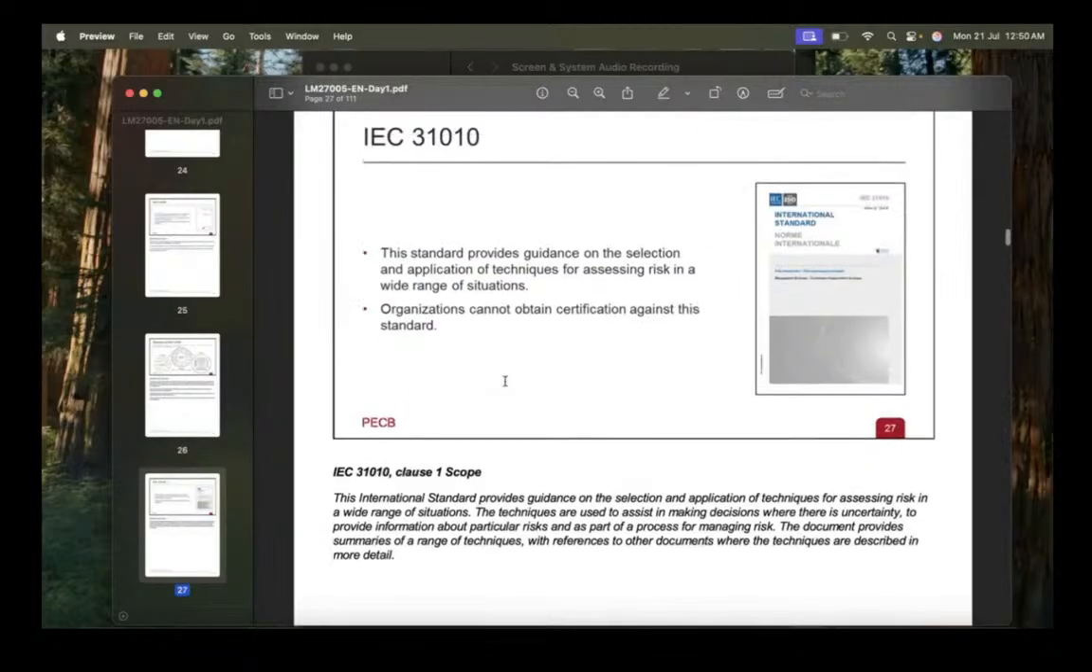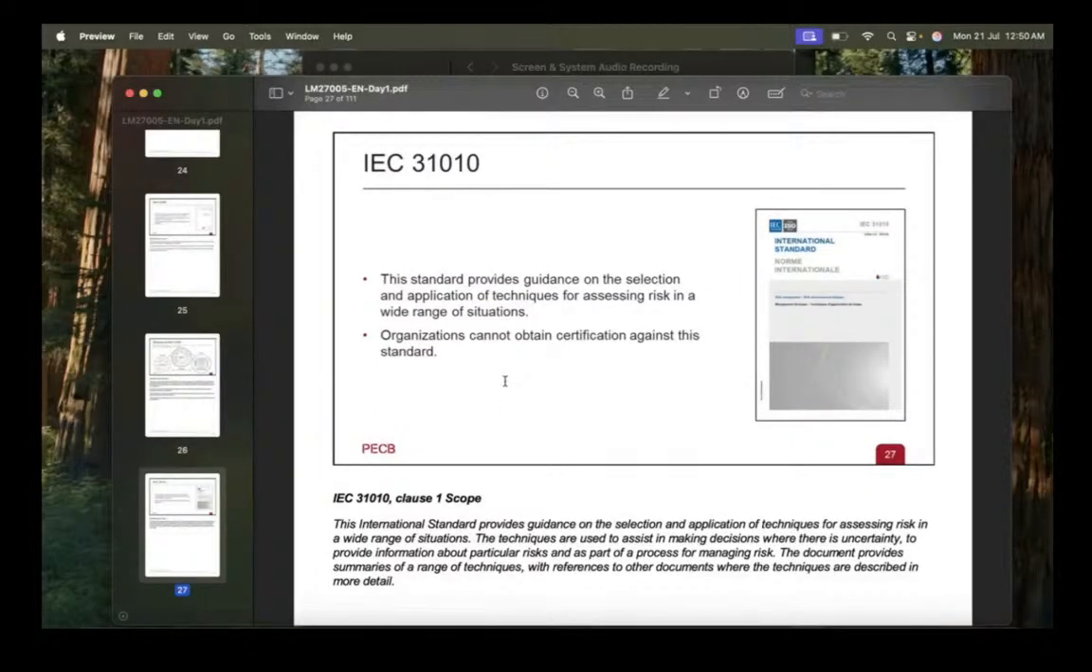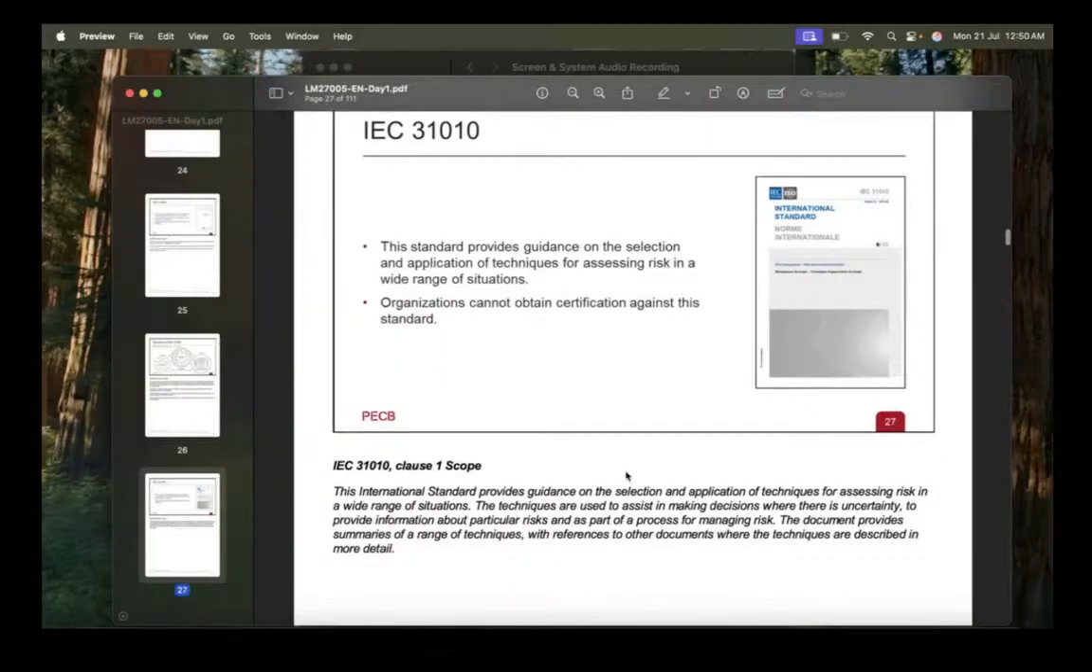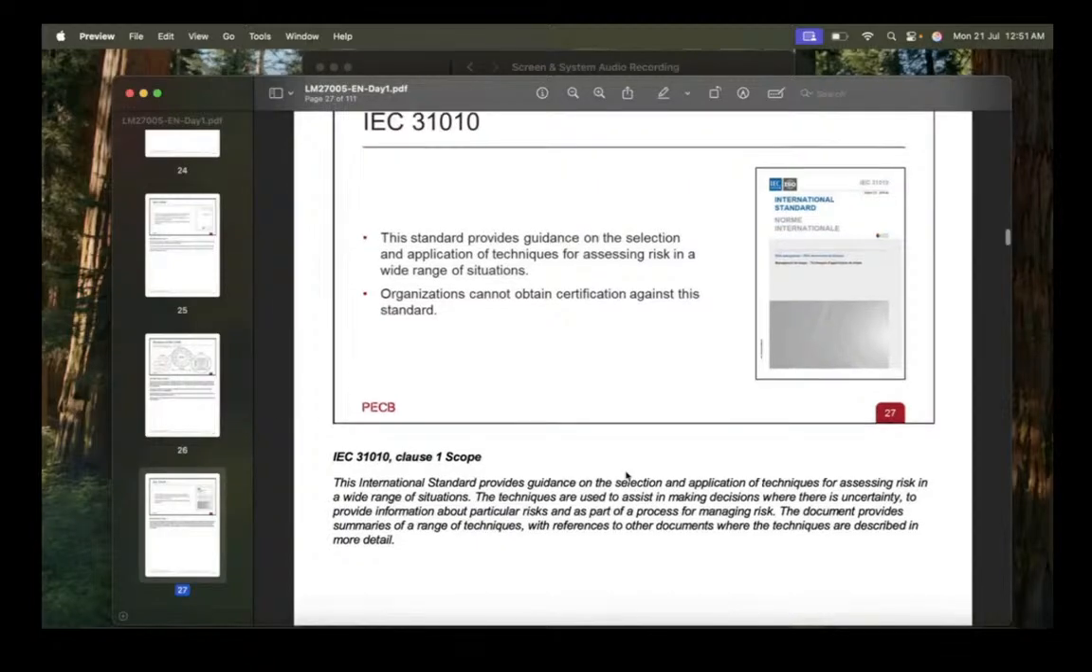So these are very standard, very detailed standards actually. Here, what we are reading is in a brief way. Like what is the overall scope of this? What does this standard tell us? And if we understand this much, that would be more than enough for us. So this is what the IEC 31010 is all about.